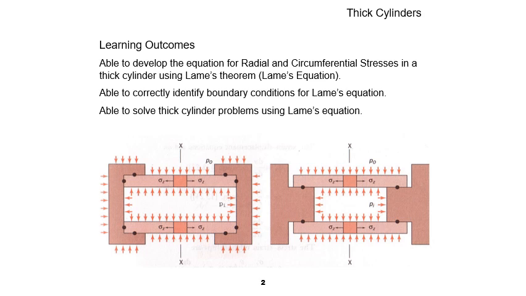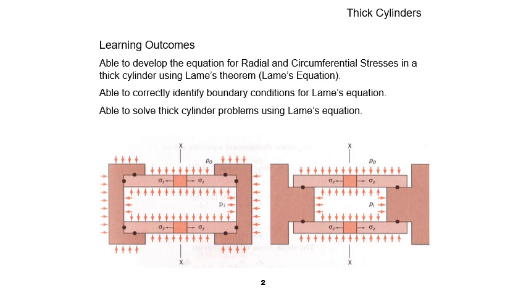The learning outcomes that we expect everyone to be able to achieve are, number one, to be able to develop the equations for radial and circumferential stresses in a thick cylinder using Lame's theorem. So there are unique equations for each problem. Second, to be able to correctly identify boundary conditions for Lame's equation, and finally, to be able to solve thick cylinder problems using Lame's equation.